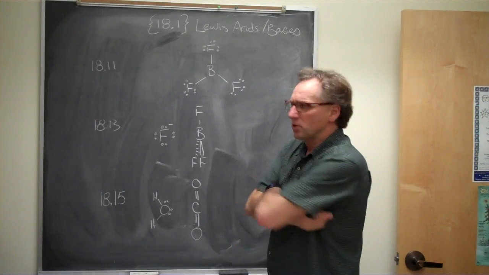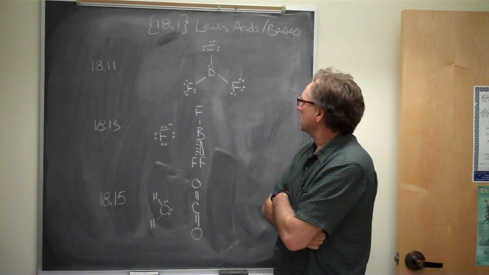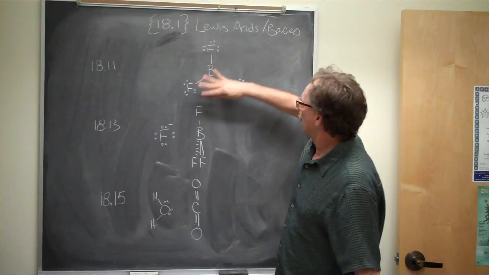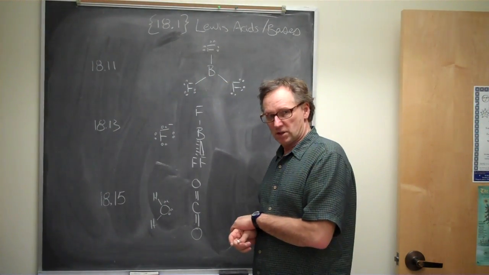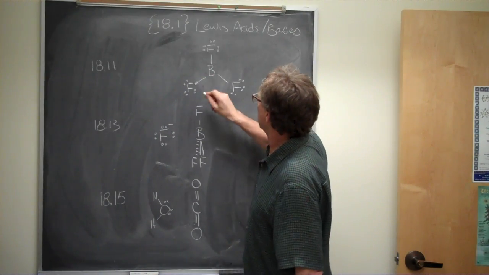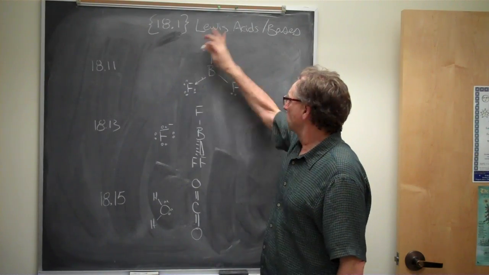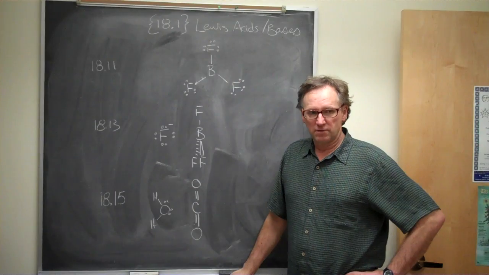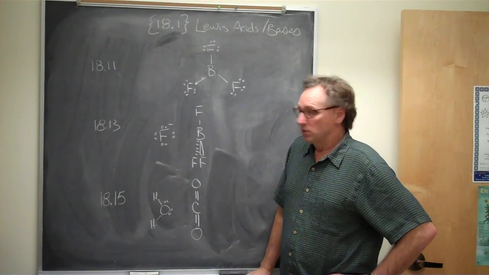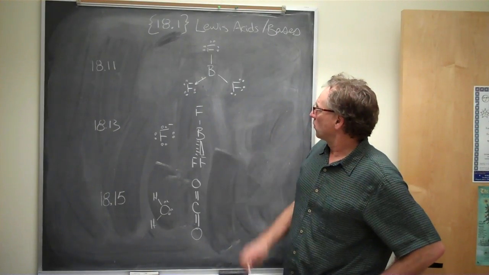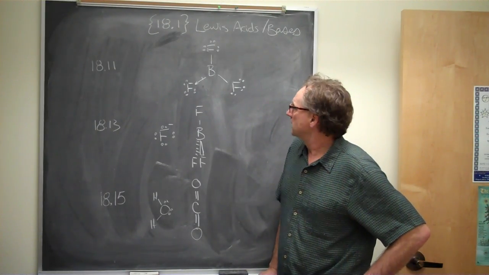So the first question is, why is BF3 a Lewis acid and not a Lewis base? I'm hoping that all your work in Spartan makes that pretty clear. But I put it up here. So there's boron, there's fluorine. Fluorine, of course, is the most electronegative element, and so all the fluorines are drawing away electron density from the boron. And so it's clearly a Lewis acid, because that boron is starved for electron density.